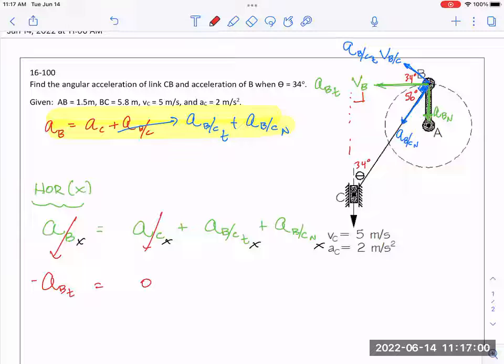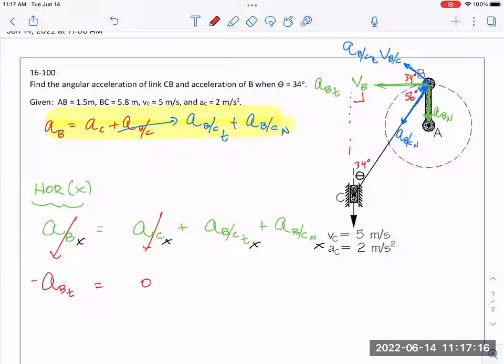And so, okay, I looked at B. What's happening to point B? Oh, it's accelerating to the left and down. But here our equation is X, and so down isn't part of it. What about C? C is going down. Okay, so it's not accelerating in X at all. What about these other ones?